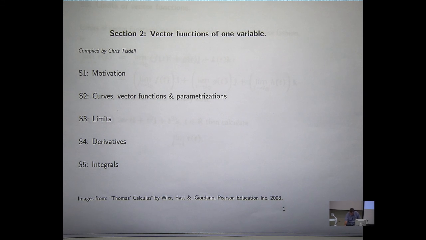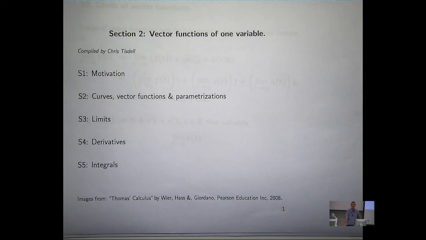Well, yesterday we looked at vector functions and their graphs, so curves, and how to parameterize them or describe them. Parameterize is just a fancy way to say mathematically describe a curve. Today we're going to move on to limits.